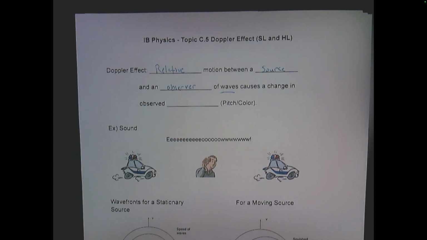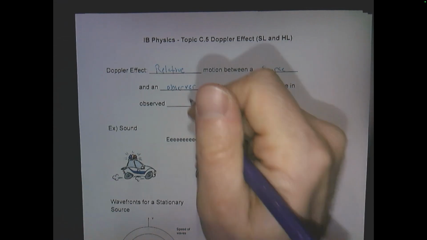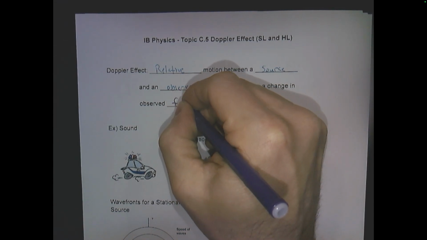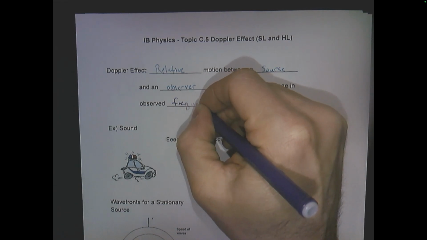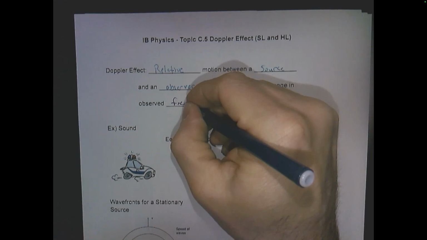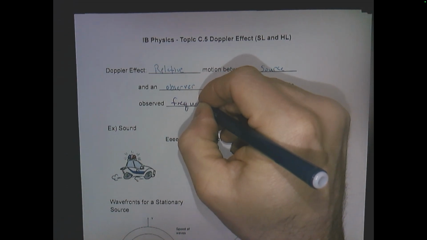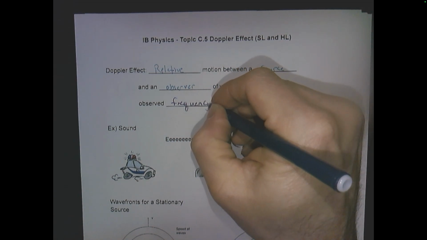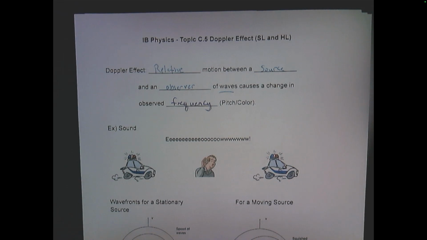And what makes it the Doppler effect is we end up with a change in observed frequency of the wave. So the frequency of the wave will change when motion is involved. And frequency, depending on what kind of wave we're looking at, could be different things. If we're thinking sound, for instance, the pitch of the sound can change. If it's light, we're talking about the color, the wavelength, the frequency of the light.